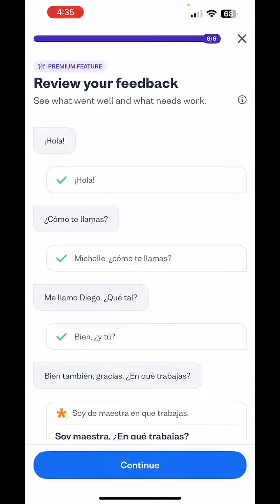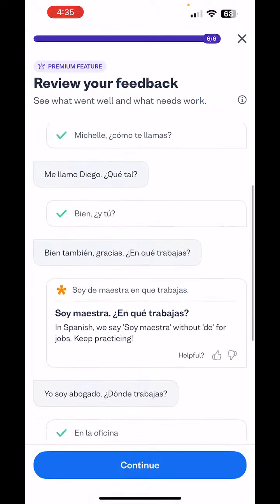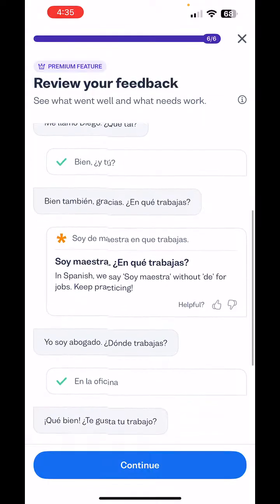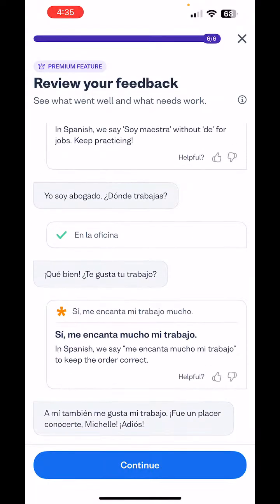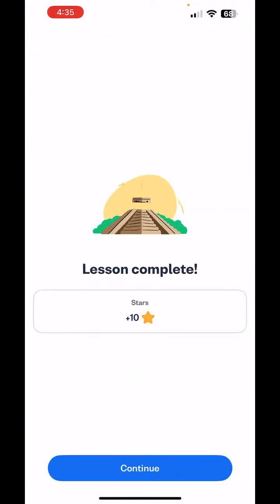Oh, cool. So it's going to review my feedback. So, yeah, this was wrong. It says, soy maestra. In Spanish, we say soy maestra without de for jobs. Keep practicing. And then I know this one I got wrong. Sí, me encanta mucho mi trabajo. In Spanish, we say me encanta mucho. After I said it, I realized I was wrong. But that's cool. That was really fun. I liked that.